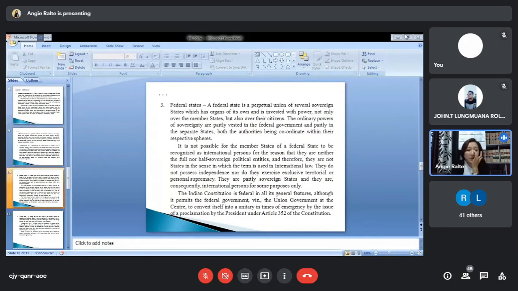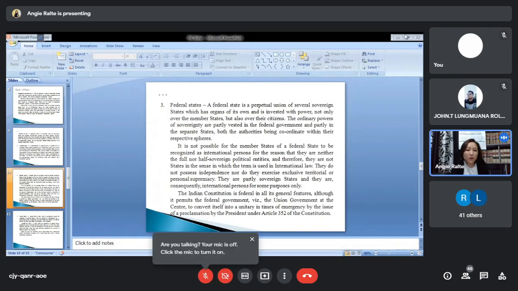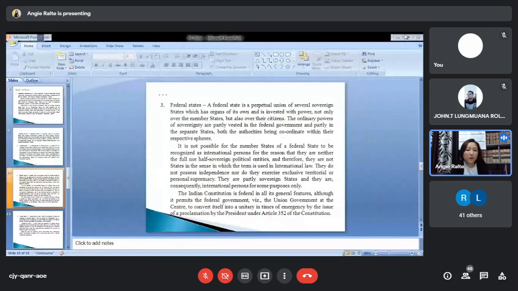Federal state. A federal state is a perpetual union of several sovereign states which has organs of its own and is vested with power not only over the members but also over their citizens. The ordinary powers of sovereignty are partly vested in the federal government and partly in the separate states, the authorities being coordinated within their respective spheres.